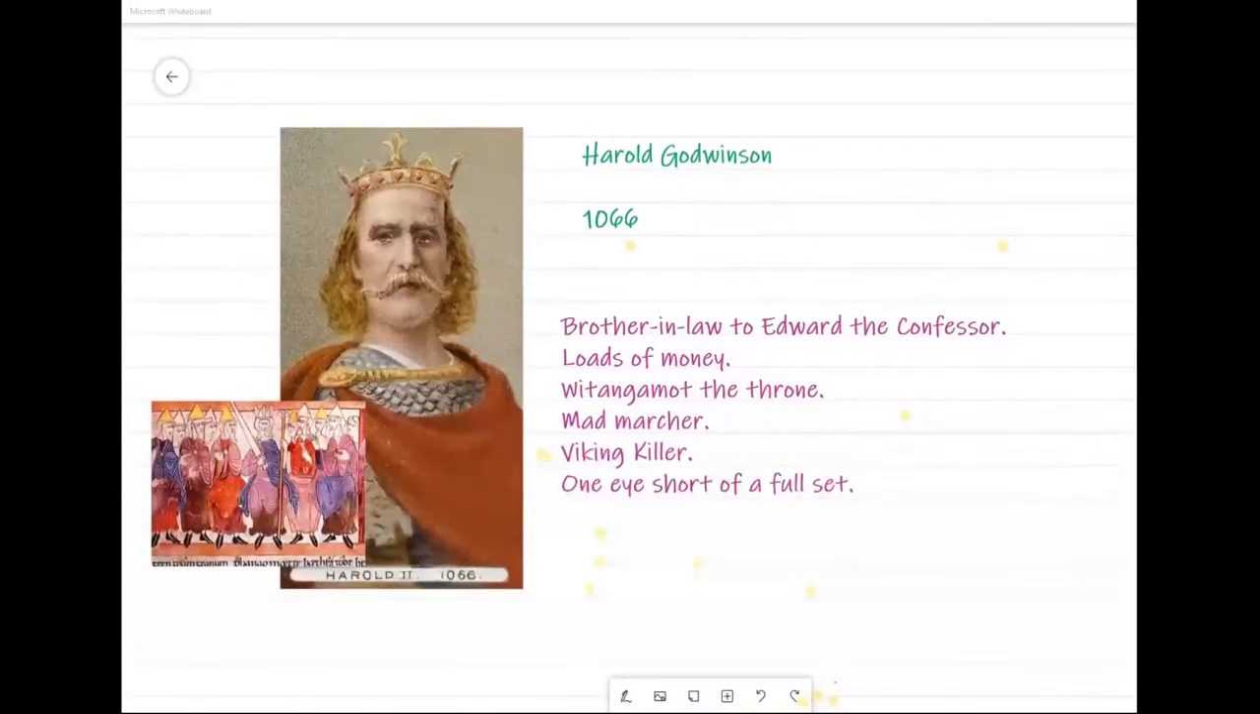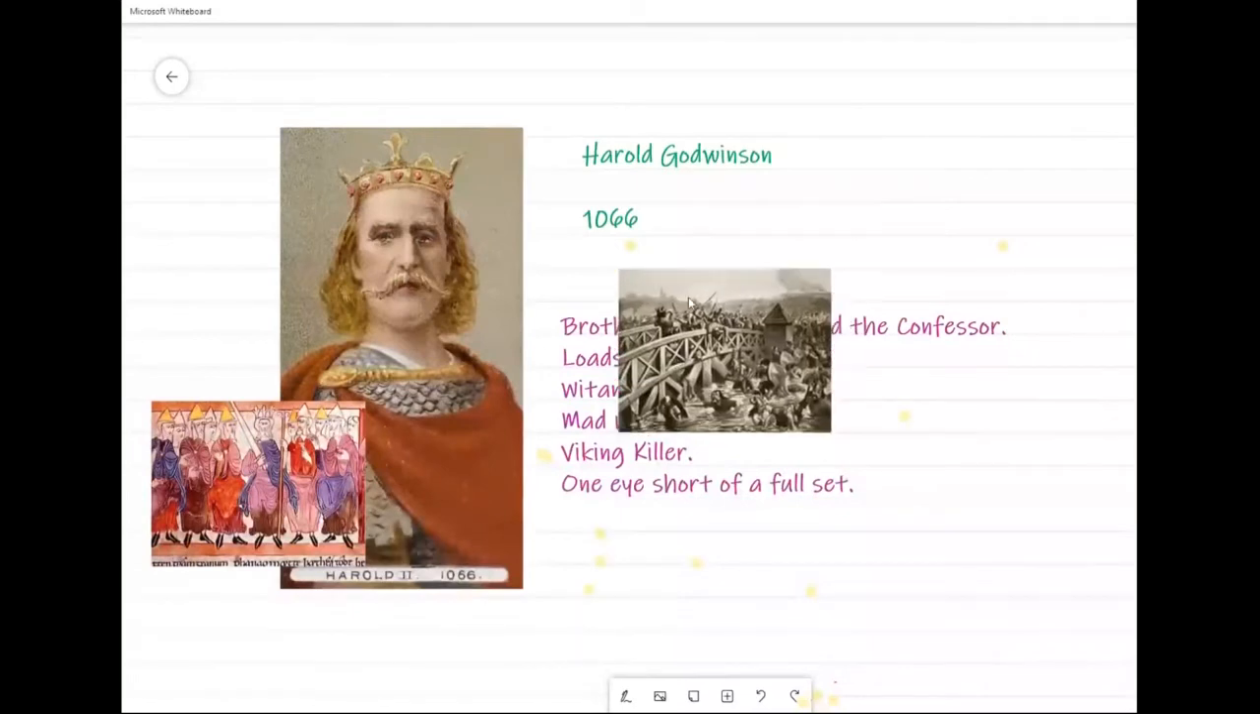Now, they nearly win it. The Vikings, even though they're caught off guard, the Norwegians, they do a good show. They meet at this place called Stamford Bridge. It's called Stamford Bridge because, well, it's in Stamford and there's a bridge. Here we go.